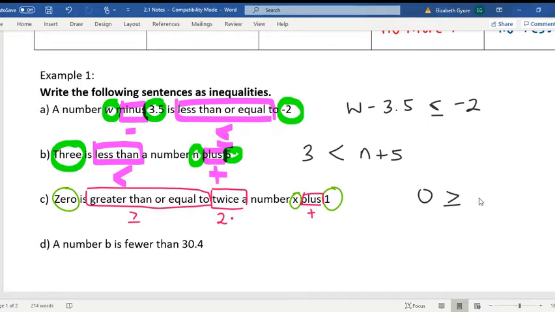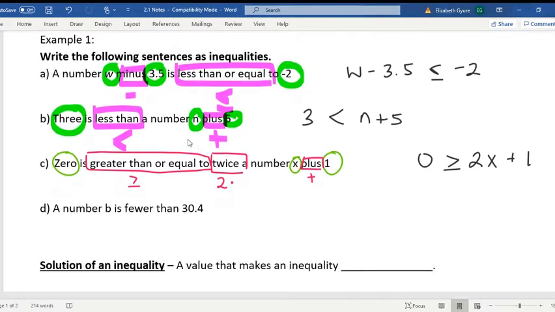Now this is where it gets a little tricky. Twice a number x plus 1. So twice a number x. How would you write twice a number x? Yeah, it would be like 2 times x. So you could just write 2x like this. Yeah, good, Mason. And then plus 1, just put your addition sign and then a 1. Good.